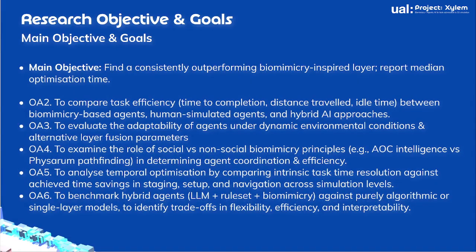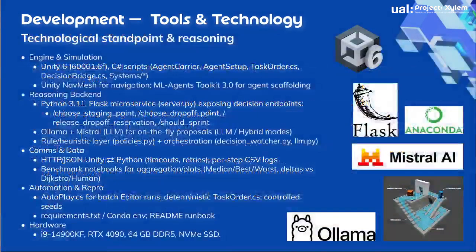Our objective is to find a consistently outperforming layer and compare time, distance, idle time, and other staging issues to test adaptability in social and non-social layers against the human and the Dijkstra algorithm. Our temporal savings are not only in movement but also in staging setup, and we'll be comparing the LLM, the hybrid, and the trade-off parts of it, and the rule sets as well.